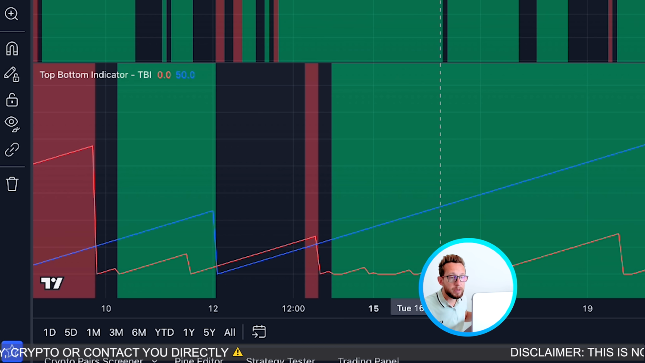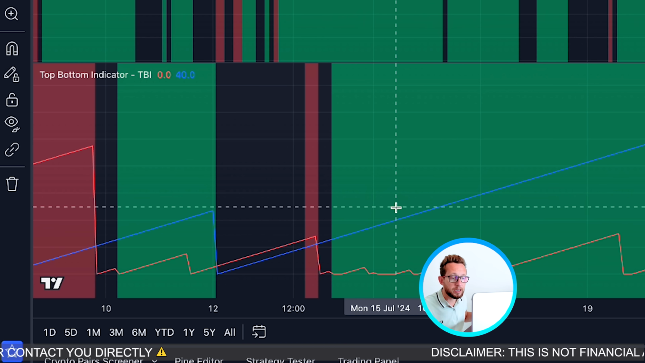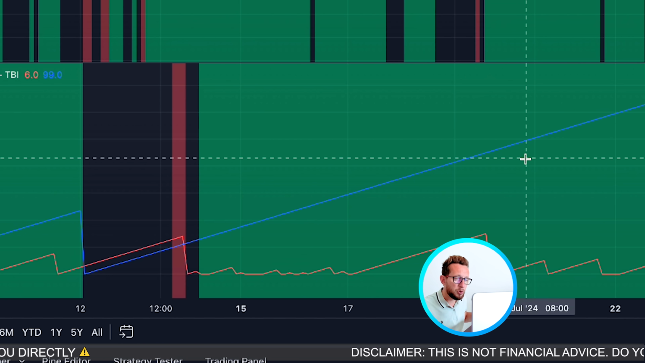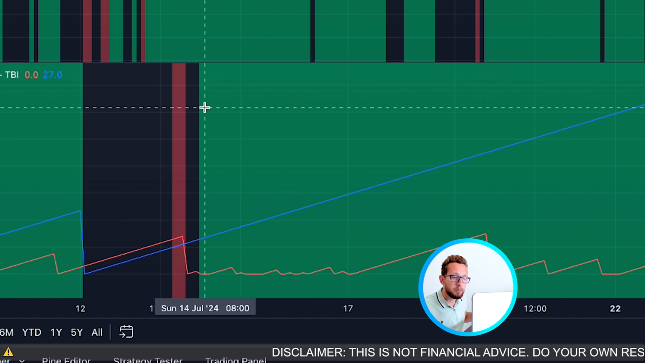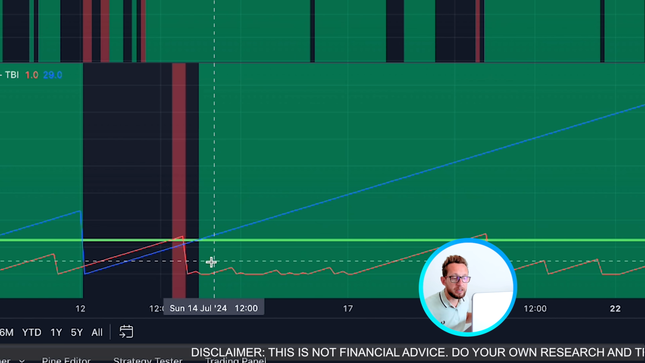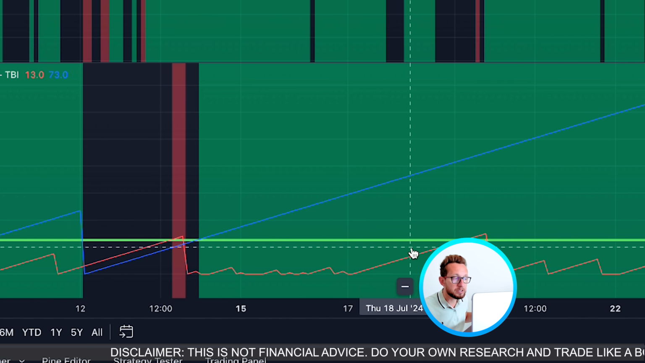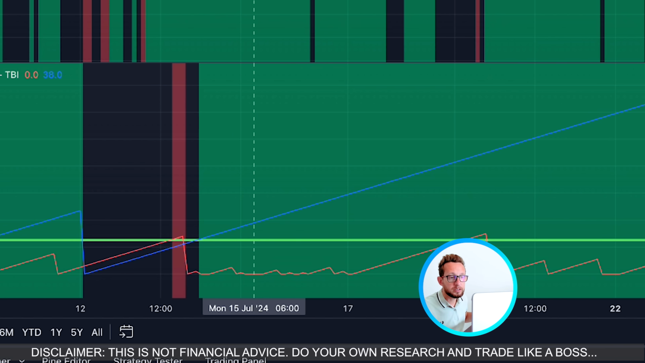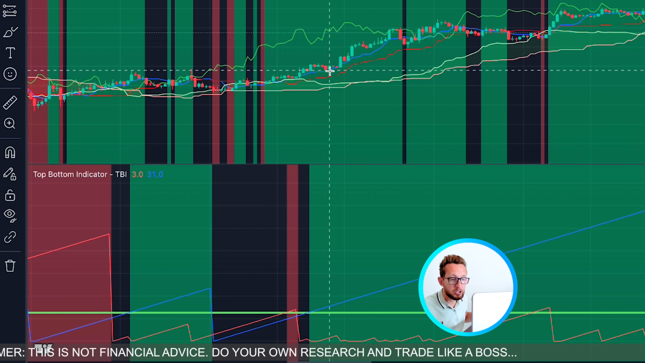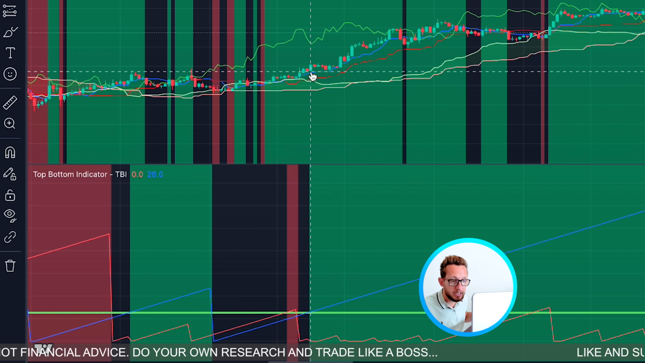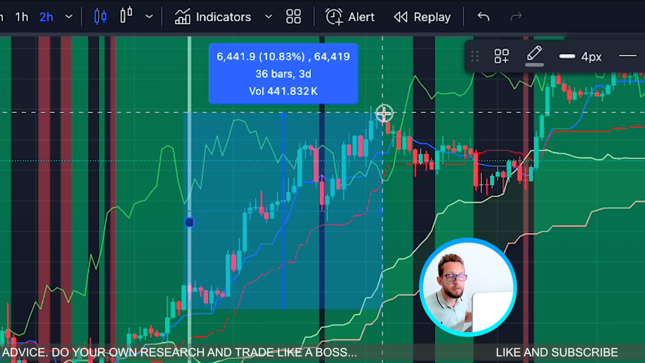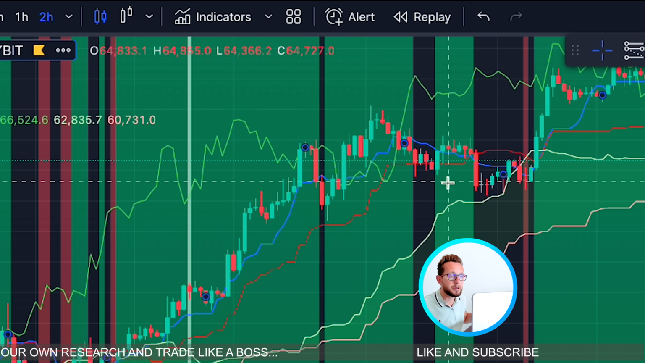This will give us a green background, very much like the Ichimoku Cloud. We can take trades when the blue is above the red, and we have a green background. This means that the crossover of this blue line here was actually over the 25. So we're going to be taking entries very much like this one just here, which as you can see would have given us a pump of around 11%, which is absolutely brilliant.